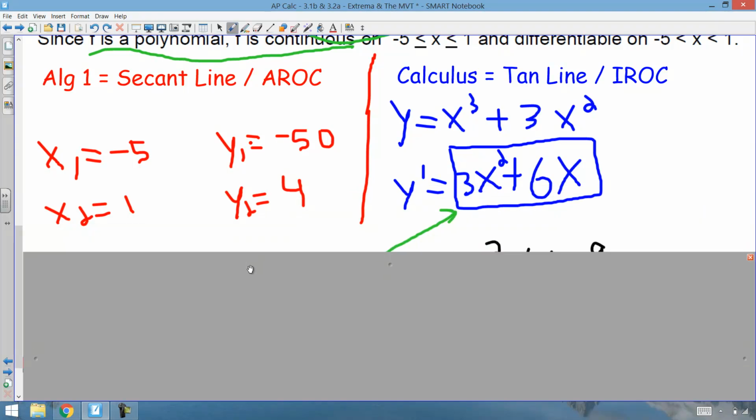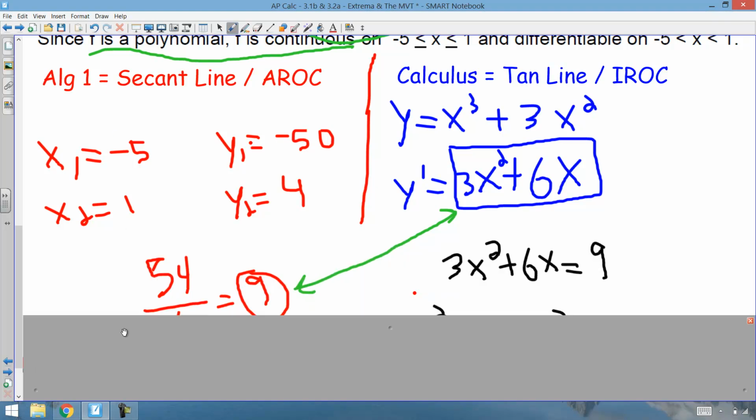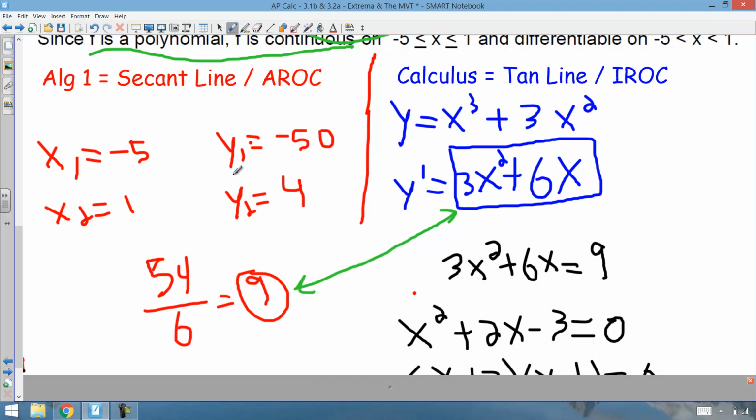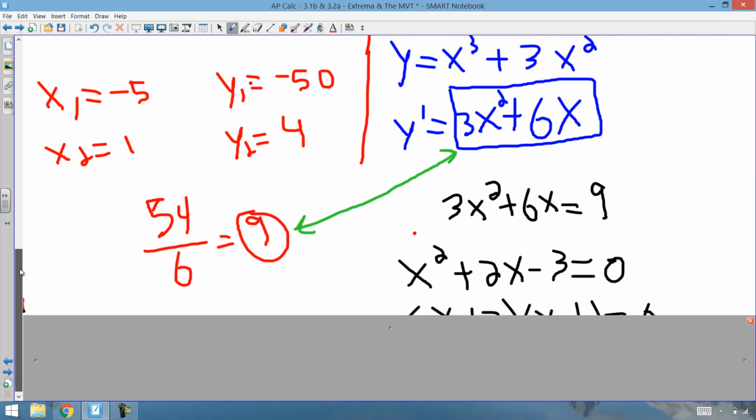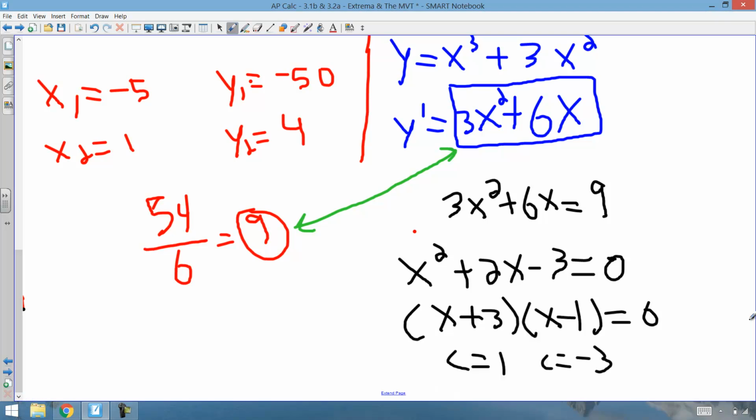So what I'm showing you is we kind of did that. We did the derivative here in calculus in blue. We did the algebra 1 slope here in red, right here. y2 minus y1 over x2 minus x1. So we got 9 for that. Now what you're doing is you're taking those two things right here and you're setting them equal to each other. Be aware that a polynomial will always be continuous and differentiable. So this will be continuous and differentiable.